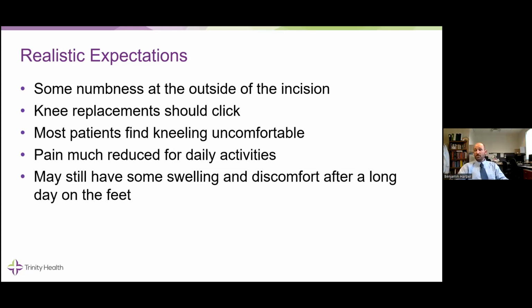Generally, pain is much reduced for day-to-day activities. Things like grocery shopping, being out at Lowe's, on their feet, playing golf, pickleball, they'll do much better. But if you're on your feet long enough or hard enough, you may still have a bit of swelling and discomfort. Again, hips tend to feel a little bit more natural or normal long-term, with better scoring on the forgotten joint score a year after surgery.